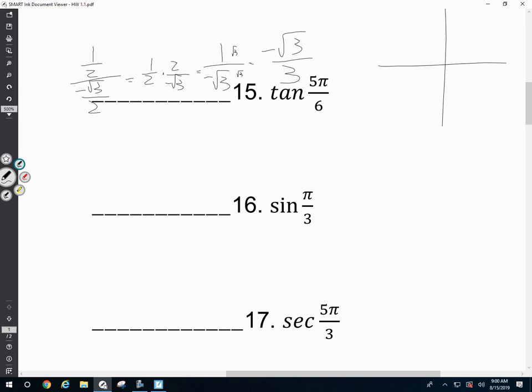Sine of pi over 3. Pi over 3, right here, so 60 degrees, taller 30, 60, 90. Sine, the longer side is the vertical side, so sine, opposite, that's the longer side, that's the root 3 over 2.